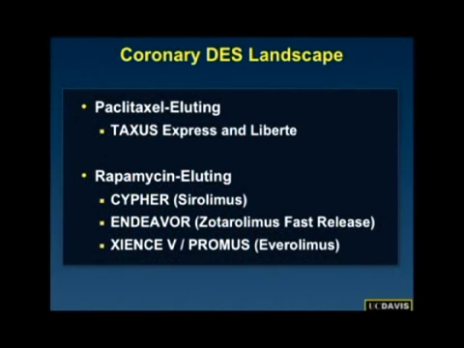Now, translating things from the coronary to the peripheral circulation is not trivial. Peripheral vessels are not the coronary arteries. Having said that, a lot of our understanding comes from the coronary arteries. These are the currently FDA-approved stents in the United States. We have Paclitaxel eluting stents, and we have rapamycin or related rapamycin eluting stents.